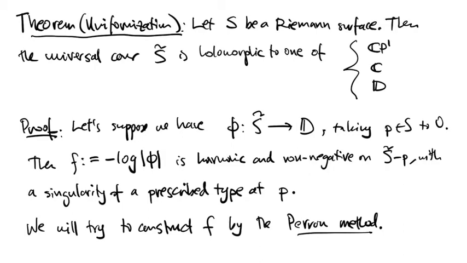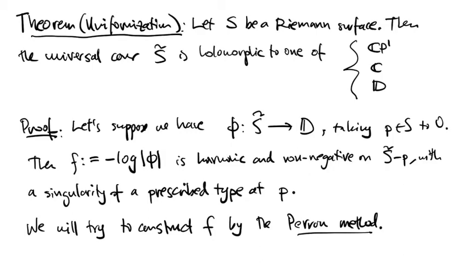The uniformization theorem is a theorem, therefore, about the universal cover of a Riemann surface S. It says that the universal cover of every Riemann surface is holomorphic to exactly one of three Riemann surfaces: the Riemann sphere CP1, the complex plane C, or the open unit disk D. Let's indicate the proof of the uniformization theorem. There are many details that we're going to suppress, but we want to give the basic idea.